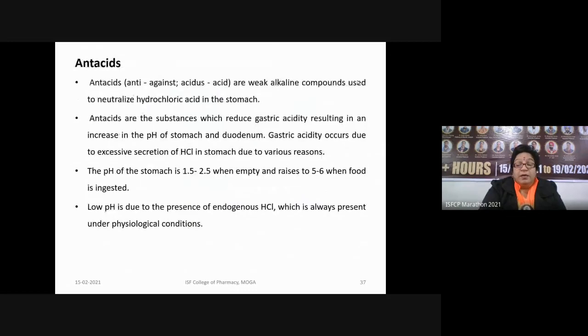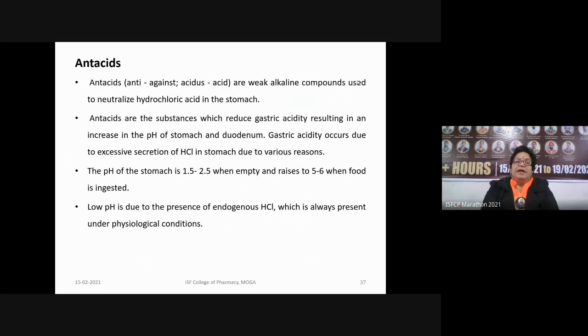Now, till now we have discussed the problems if more and more acid is there. अब remedies क्या है? ठीक है, so we have to take antacids. Antacids, if you break the term, is anti-acid. So acid को anti जो चीज चलेगी, that is antacid. Against the acid, they are weak alkaline compounds used to neutralize hydrochloric acid in the stomach. जो stomach में hydrochloric acid पड़ा है, उसको neutralize कर दो. That is the role of these antacids.